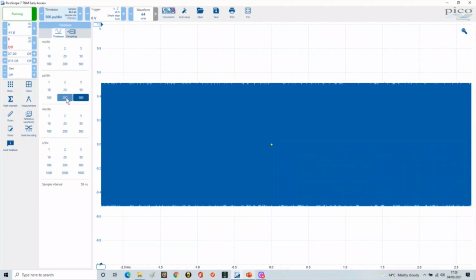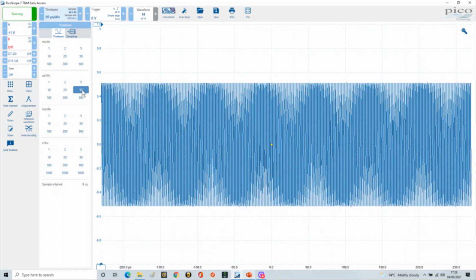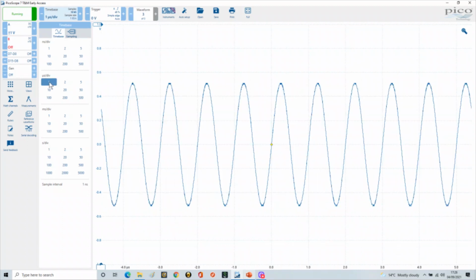So you could progressively go through this. And this is why I was saying to you earlier on that if you use a scope from a place of knowledge and understand your signals, then you know that if you've got a 1 megahertz signal, the period is 1 microsecond, and therefore we could go straight to 1 microsecond per division and we will see our signal. This just reinforces why having a knowledge and understanding of what you're dealing with allows you to set up your scope to see what you need and want to see.